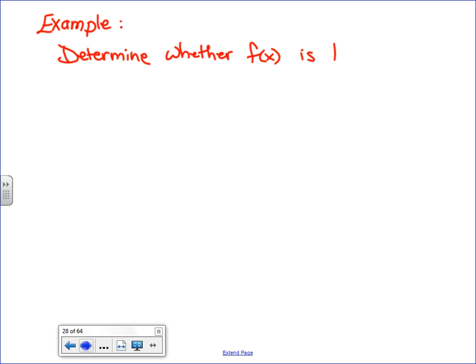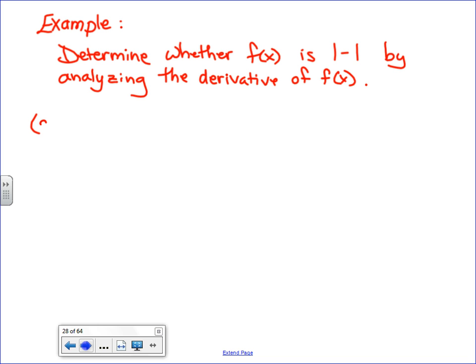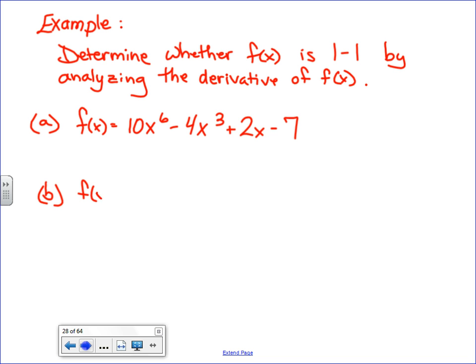Determine whether f of x is one-to-one or invertible or has an inverse that's a function or passes the horizontal line test by analyzing the derivative. A: f of x is equal to 10x to the 6th minus 4x cubed plus 2x minus 7. Letter B: f of x is equal to 4x minus cosine of x.